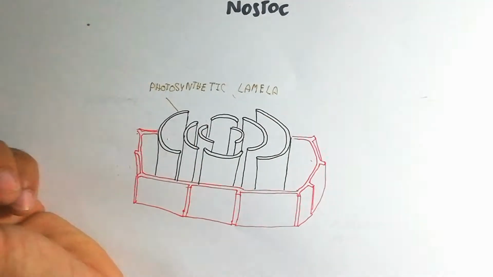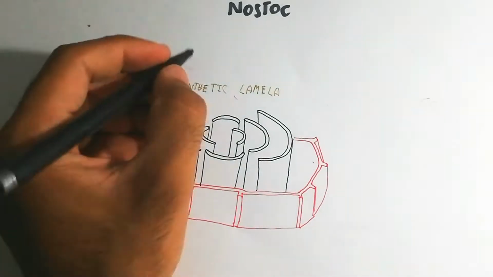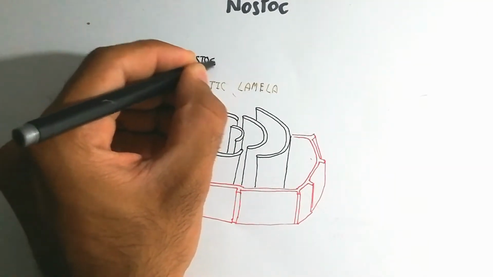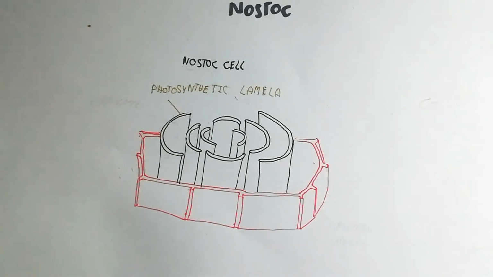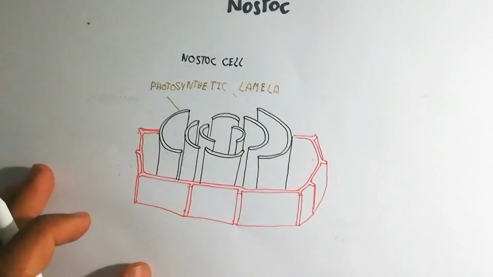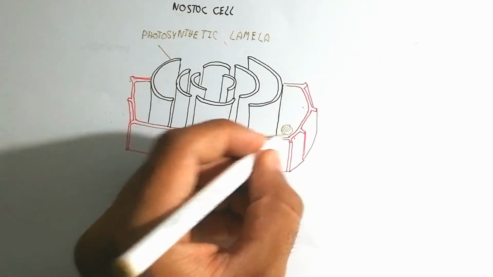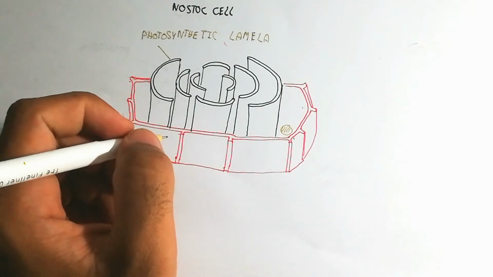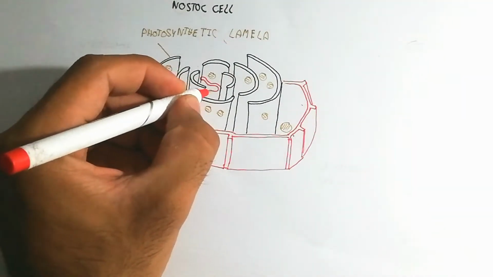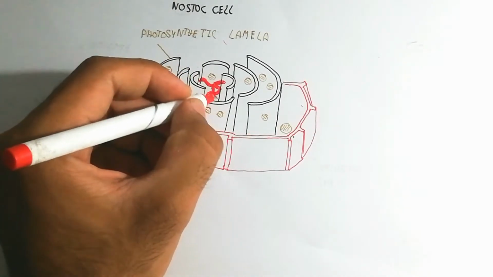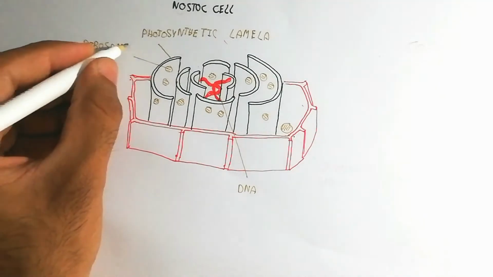So here is the cell, which contains DNA and cytoplasm. The DNA is not in a nucleus, so it is basically prokaryotic. The photosynthetic lamella is present here, and it contains ribosomes. When the ribosomes are too many, it is known as the rough photosynthetic lamella. And here the plasma membrane and cell wall are present.